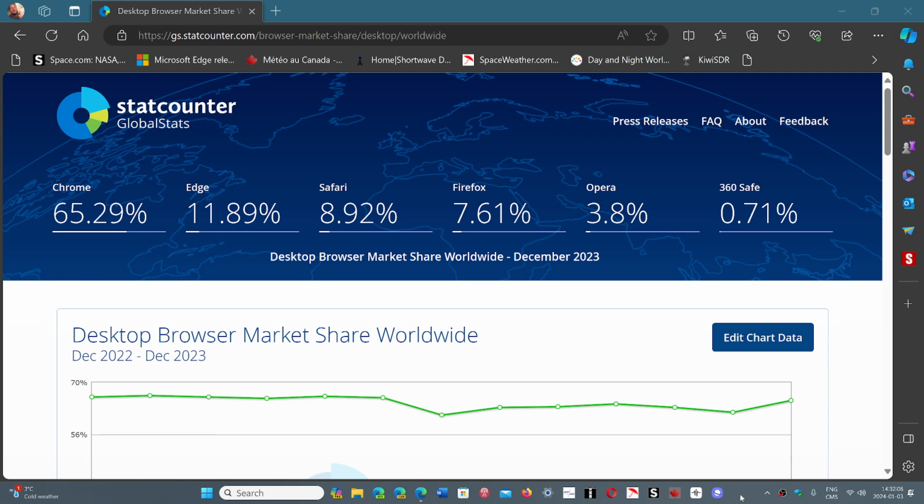And one of the things we see is that for the last many years, Chrome has been dominant. It's been up there in the 65 to 70% market share on Windows PCs for so long.